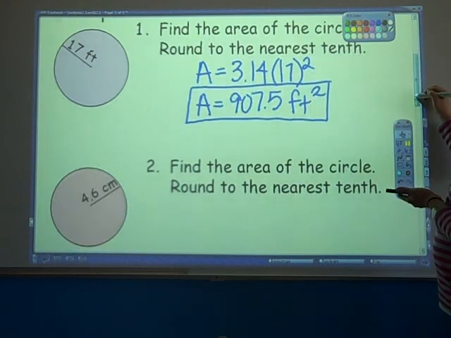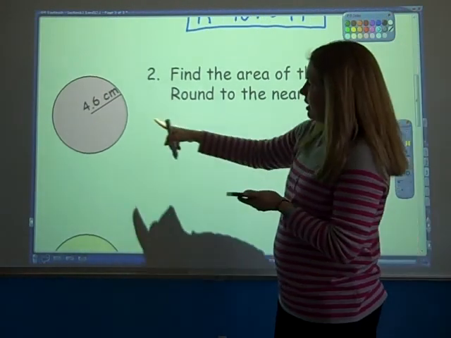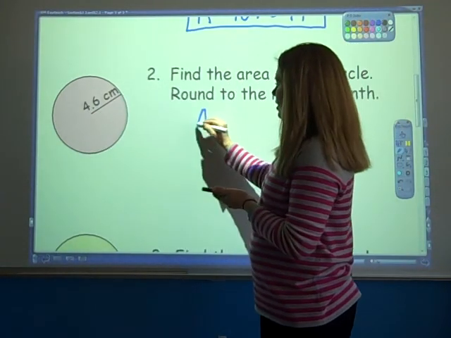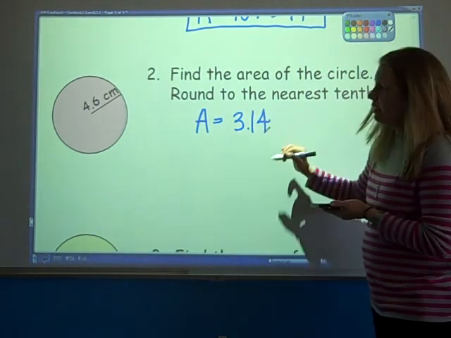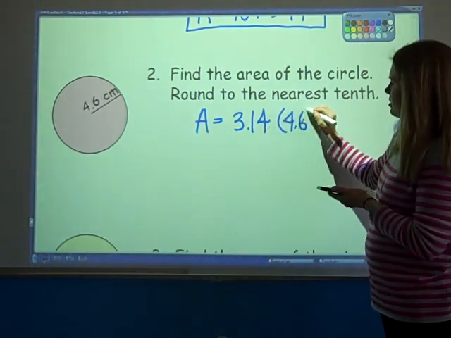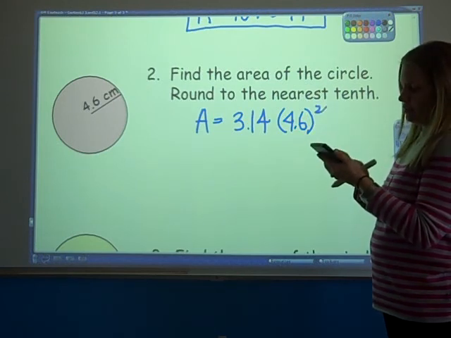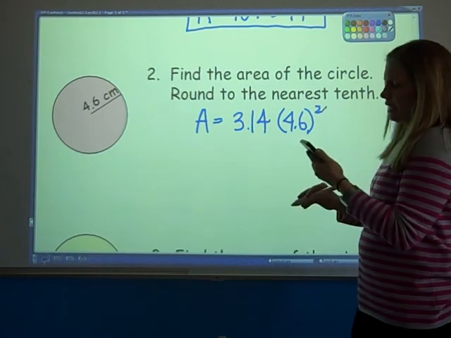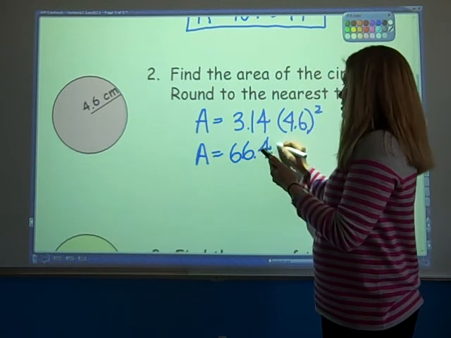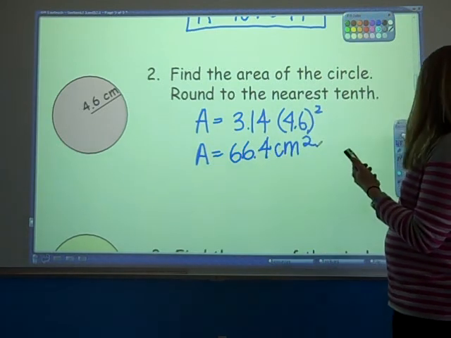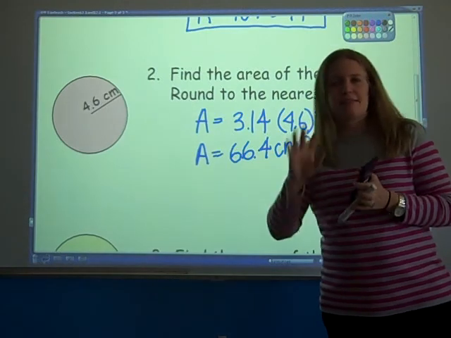Okay, let's try one more, and then we are done. Again, we have the radius, so we write area equals 3.14, that's your pi, times radius, 4.6, squared. 3.14 times 4.6 squared, I get 66.4 centimeters squared. I'm going to end that there. All right, that's it. Have a good night.